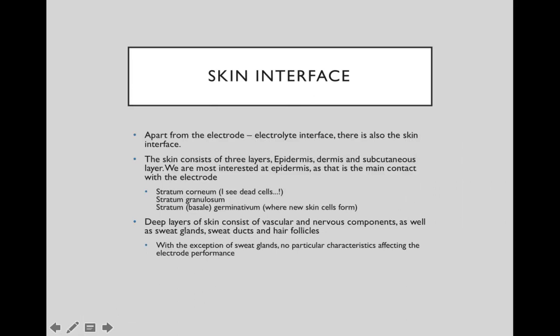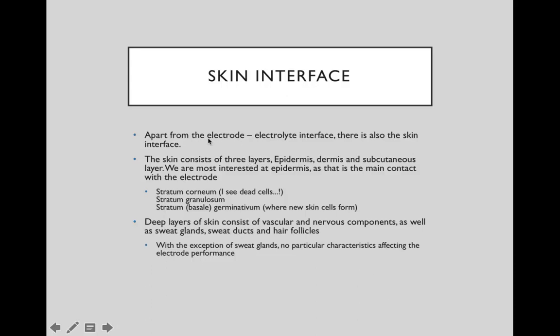So the next thing to think about is that to the right of our little equivalent circuit exists the human body. And so now we have to figure out how we make contact to the human body and what the human body's sort of equivalent circuit looks like. So you have your electrode electrolyte interface, and then you have the skin interface.